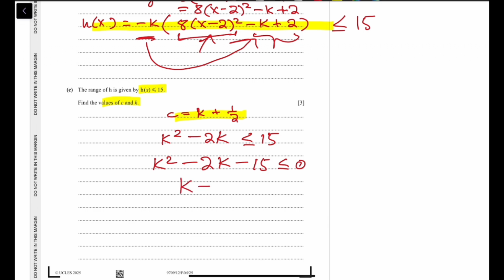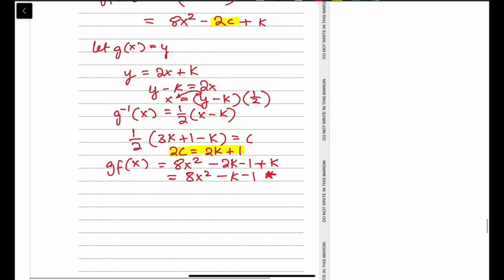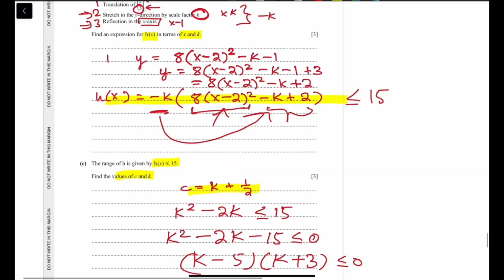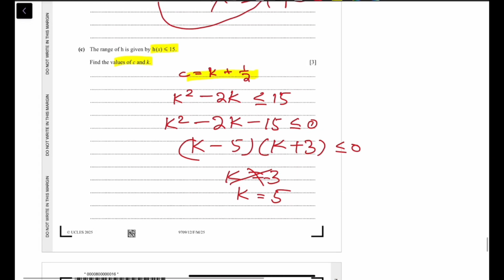This factorizes into the following, which gives us the critical values of negative 3 and 5. k cannot equal negative 3 because it says at the start here that c and k are positive constants, so k must equal 5. If k equals 5, c equals 5 plus a half, which is equal to 11 over 2.